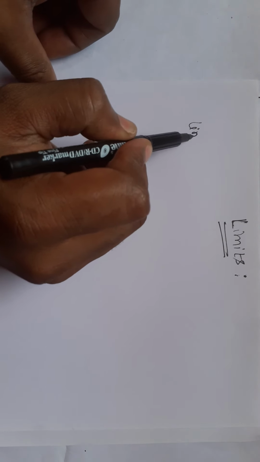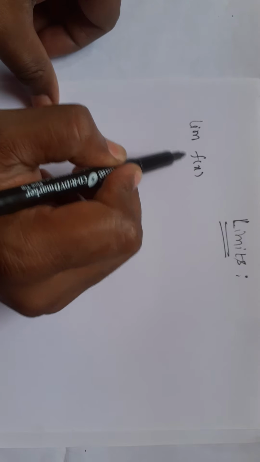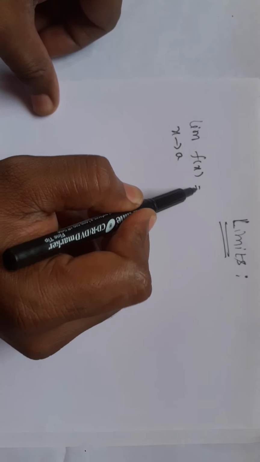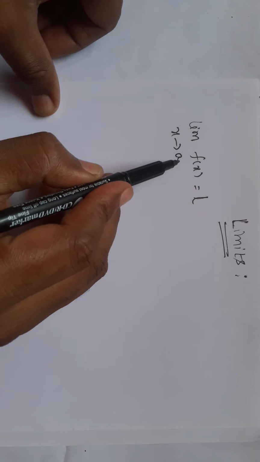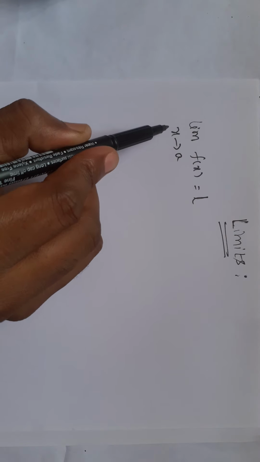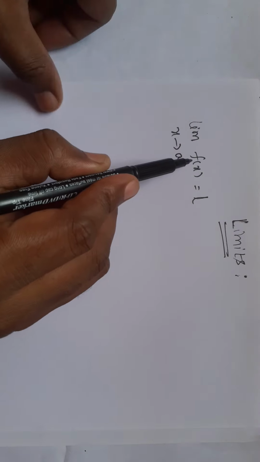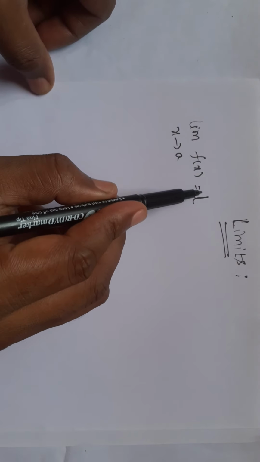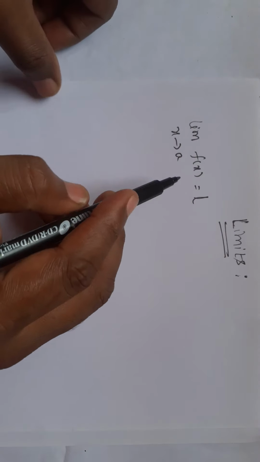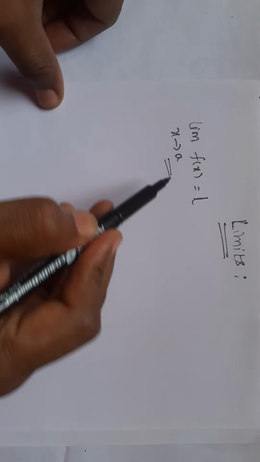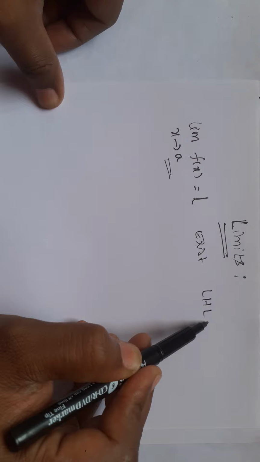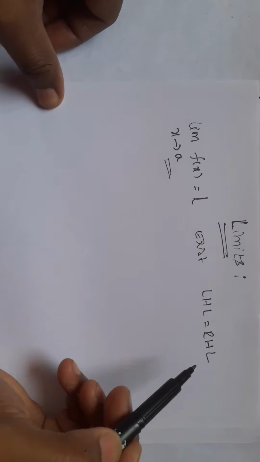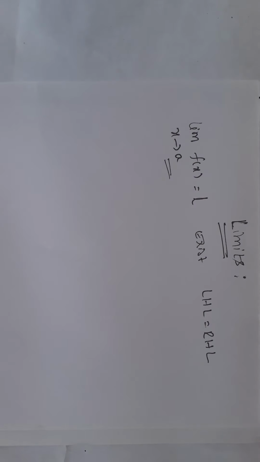If I write limit f of x as x tends to a is equal to L, it means as x approaches a, the limit of the function approaches L. This is the limit value. This limit exists only when LHL is equal to RHL.